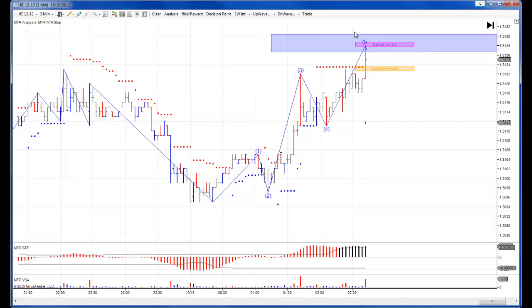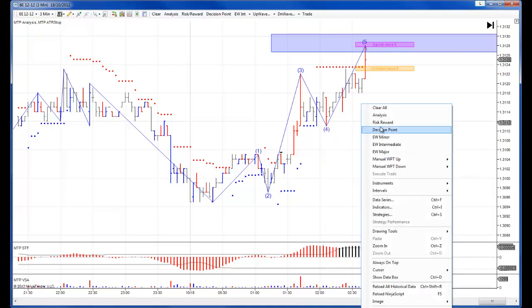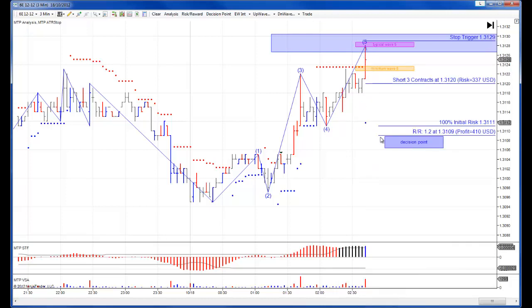So two things were coming together here to tell you that the market was likely to reverse at this level. Our initial target would be our DP from down here, and if we put our risk reward on at that level, you can see it's only a low risk reward.